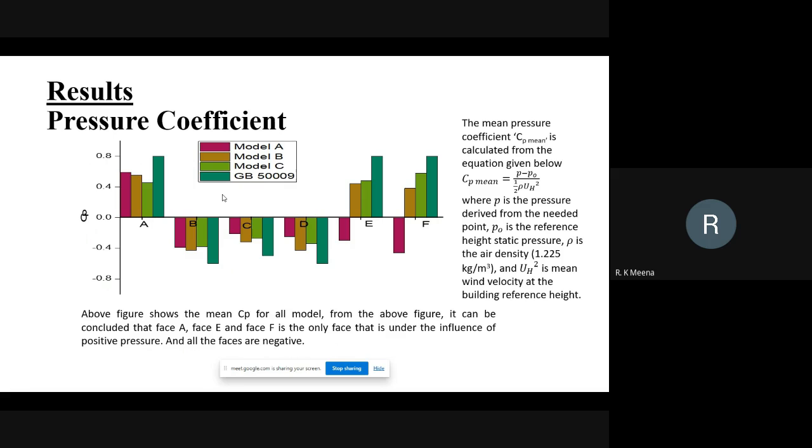Now this is the phase average pressure for all the models. After using the equation for CP mean, we calculated the phase average pressure on each phase, and the results are in line with the Chinese code. We can see that phase E and phase F are positive for models B and C, where phase E and F have the larger dimension, and in model A, where they were smaller, they were in negative pressure. Here it is in negative pressure. You can see that.